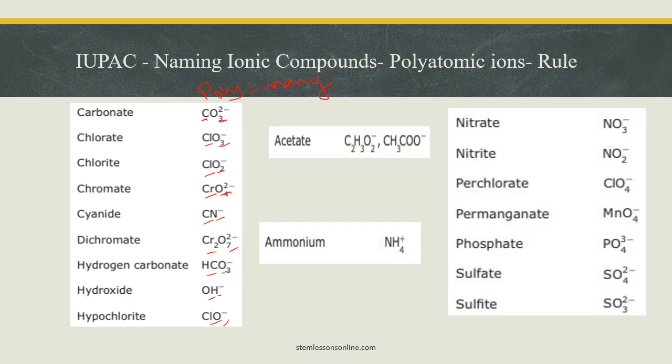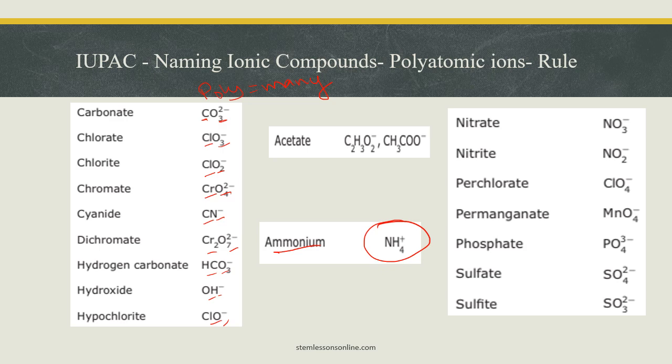And now when you analyze this one, you can see all negative charges, all negative charges except one here, which is called ammonium, that has positive charge. Okay, so polyatomic ion contain more than one atom.